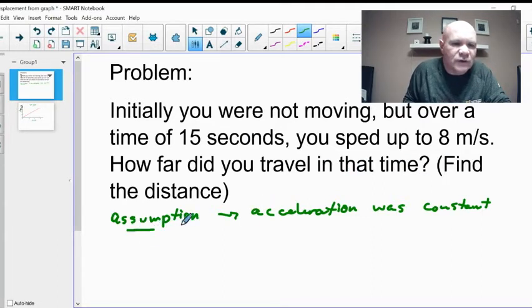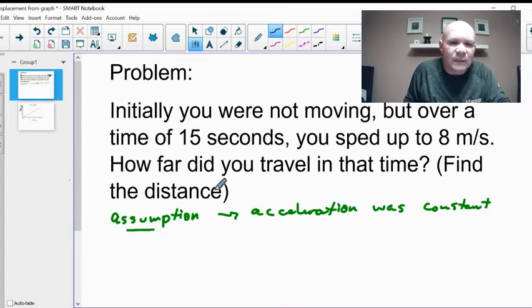Well, first of all, let's just note that we made an assumption here. And the assumption is that we sped up at a constant rate. It was the same acceleration throughout. We didn't go really quick and then really slow or change the acceleration. We always increased our speed at a constant rate.